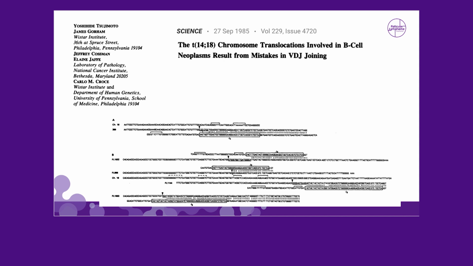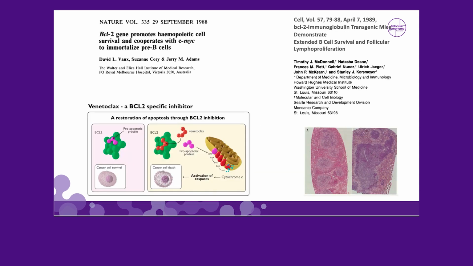a recombination signal indicating that during B-cell differentiation in the bone marrow, there is abnormal VDJ. Instead of VDJ joining, there is immunoglobulin BCL2 joining. And then, as we heard, Susan Cory and Jerry Adams showed for the first time that this gene, the BCL2, is not a regular oncogene, but is an anti-apoptotic protein.